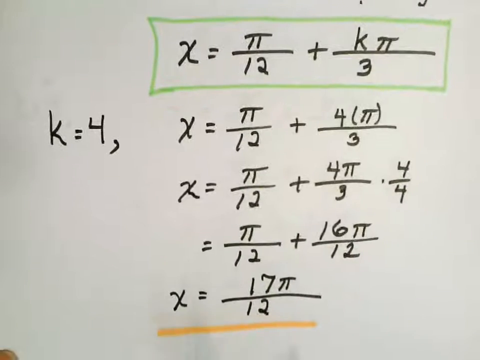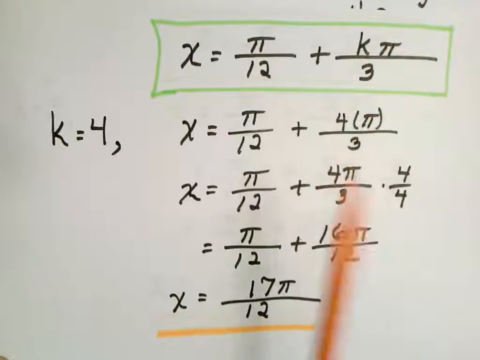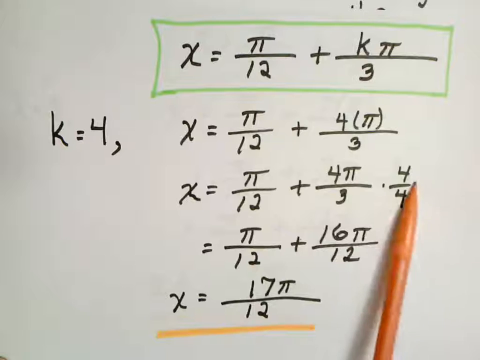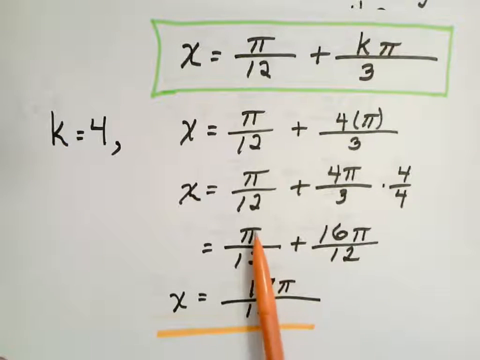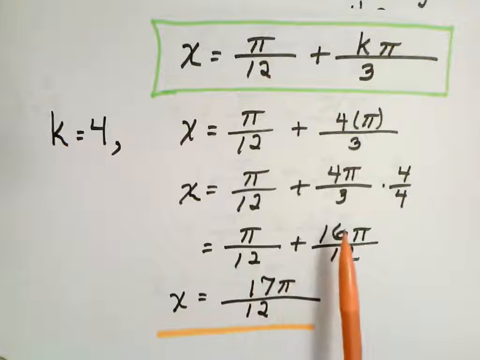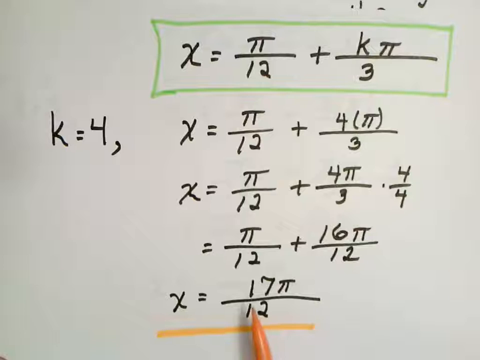Then we're going to let k be equal to 4. We're going to be multiplying by 4 over 4, so we'll have like denominators. So here we have pi over 12 plus 16 pi, which is 4 pi times the 4 over 12, which gives us 17 pi over 12. 12 will go into 17, 1 point something. So this is still less than 2 pi. So here is another solution.